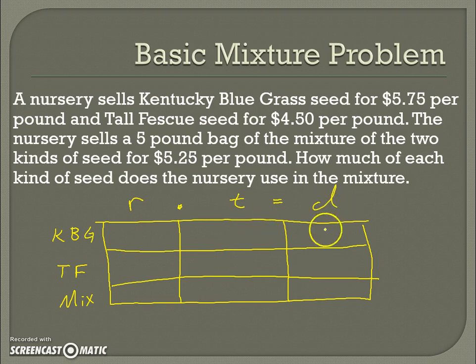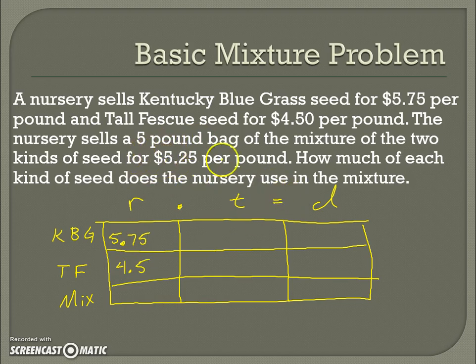Now I'm going to tell you right now, usually you don't know the distance. Okay, and this will make sense in a second. But a rate is something that's always per. Okay, so to fill in the rate stuff, I'm going to find all the pers that are in here. So Kentucky bluegrass is $5.75 per pound, so I'm going to call that my rate. That makes sense for that one. Tall fescue is $4.50 per pound, so I'm going to put that right here, 4.5.